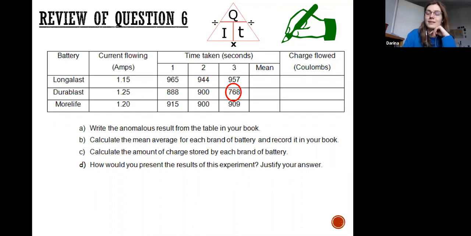Let's start with the mean then. Can anyone get me a value for the mean for the Durablast battery? Right, okay, we've got one person doing it. Okay, 800 and we've got 894, 864. I think just be careful with that addition there. So 894 is the correct answer.